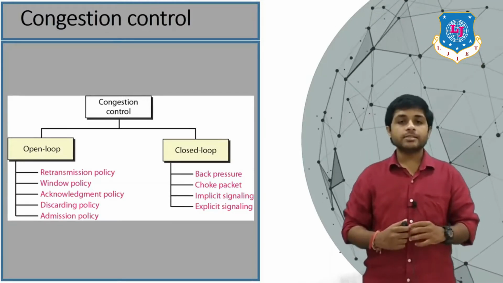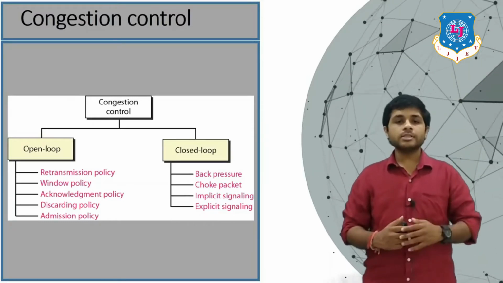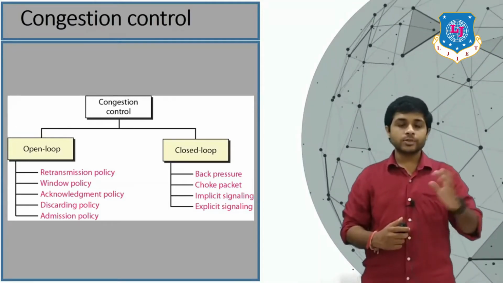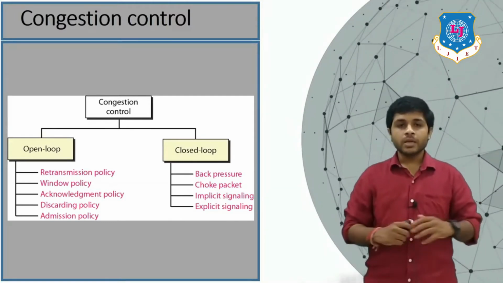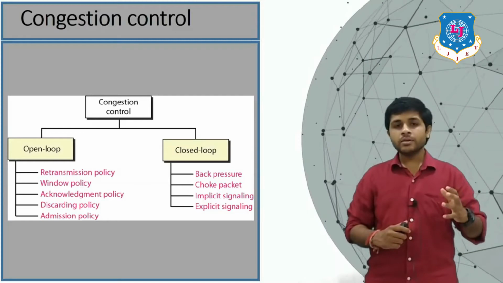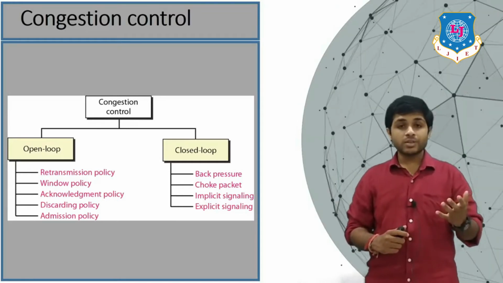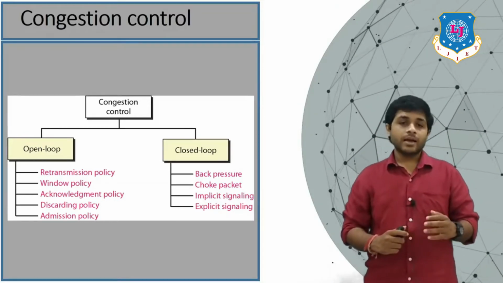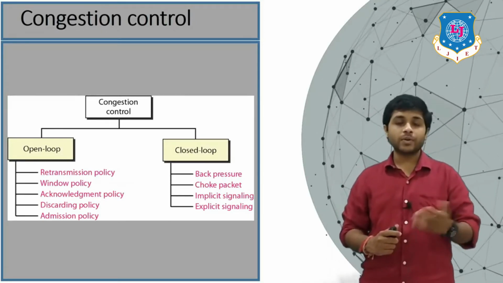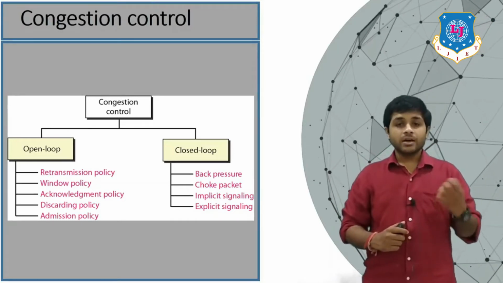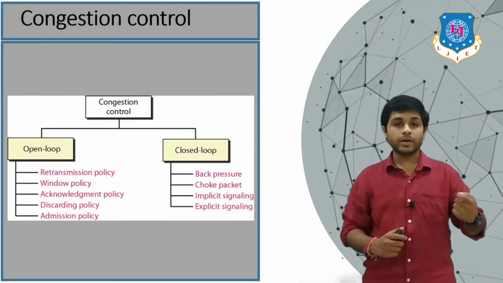Then the next type is the discarding policy. Now what is the meaning of the discarding policy? Suppose a router is receiving 10 packets and the router now has to decide which packet goes to which interface, right? That is a function of the router. But now imagine the router is receiving more packets than its capacity. Suppose the router is now receiving 50 packets and it has to decide which packet should be forwarded to which particular link. In that case, the router has to decide which packet should be forwarded first and which packet should be forwarded last.